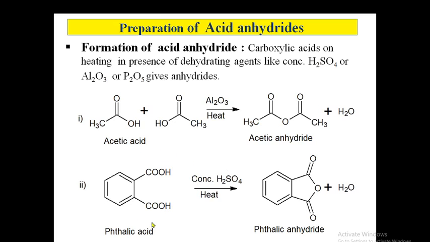If you are taking the dicarboxylic acid, obviously that dicarboxylic acid has to be ortho disubstituted. So simple dehydration will take place and you will get the anhydride. As we are using phthalic acid here, the product is phthalic anhydride.